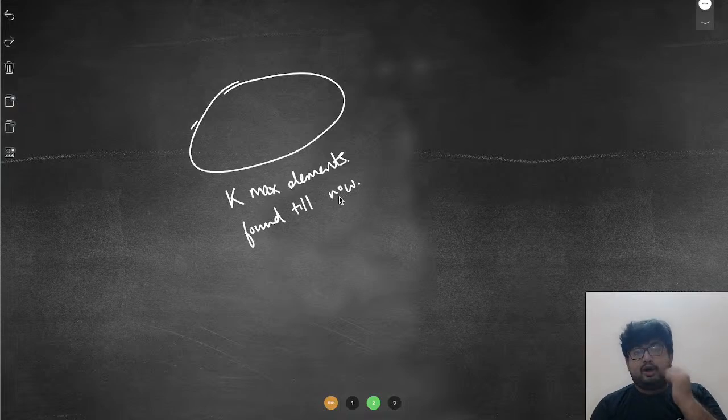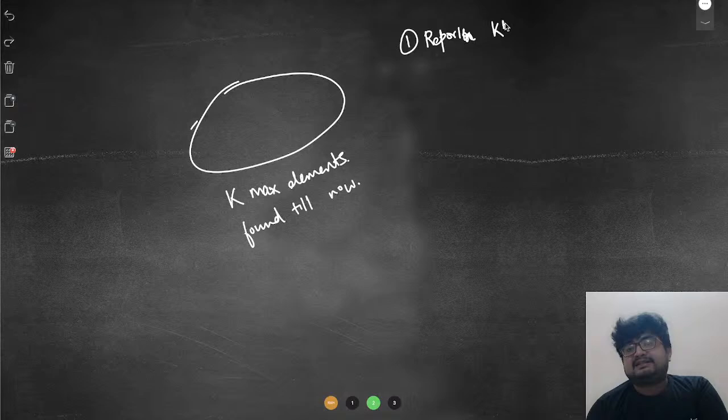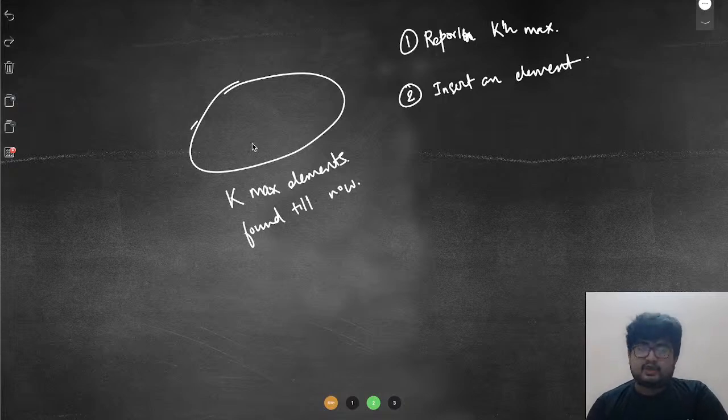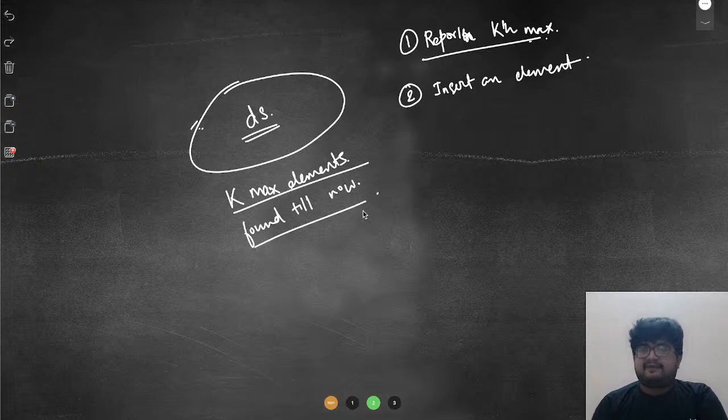Now there are two operations that are happening. First is report the kth maximum, and second is insert an element. Now let's talk about both of these operations one by one and what this data structure should support. First is report the kth maximum. What does this data structure contain? It contains the k maximum elements that we have found till now.